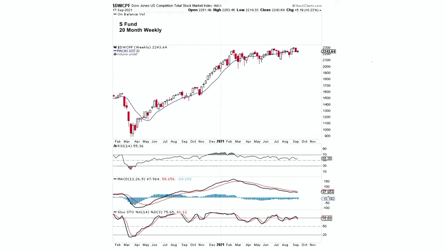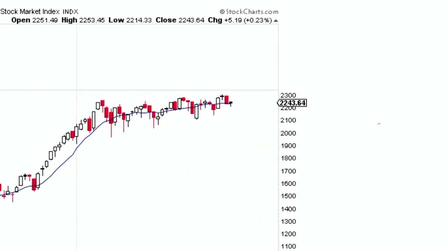S fund, not too much new to talk about. It's been in this flat consolidation for almost the whole year. In the last 4 weeks, it's held up above its 10-week moving average line. So the last 4 weeks, the S fund has really been trying to break out there. It continues to get support at that 10-week moving average line. So we're hopeful that it breaks out to the upside, but we won't know until we know.